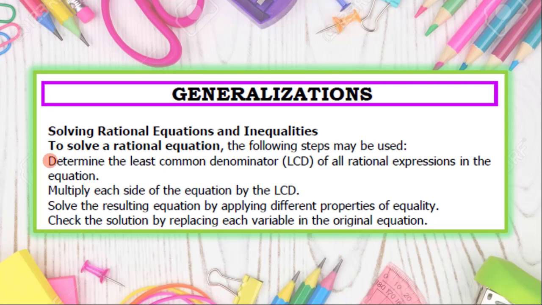First, determine the least common denominator or LCD of all rational expressions in the equation. Then, multiply each side of the equation by the LCD. Then, solve the resulting equation by applying different properties of equality. Then, check the solution by replacing each variable in the original equation.